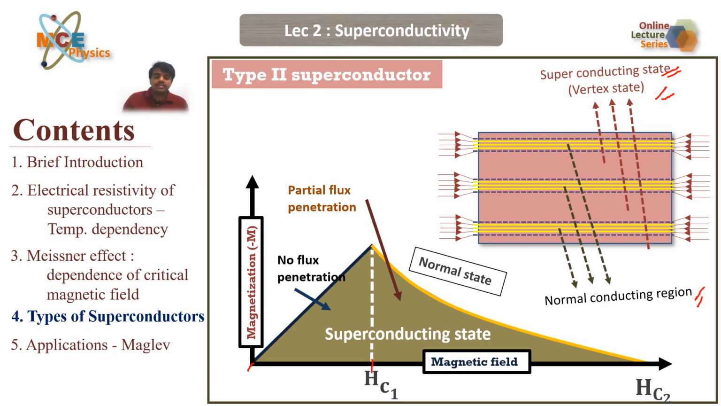This is the signature of a type 2 superconductor, and as you can see here, there are two critical magnetic fields, Hc1 and Hc2. That is the major difference between type 1 and type 2 superconductors. The difference in magnitude between Hc1 and Hc2 is very large. If Hc1 is 1, then Hc2 will be in the hundreds. That is why type 2 superconductors are practically very good for applications.